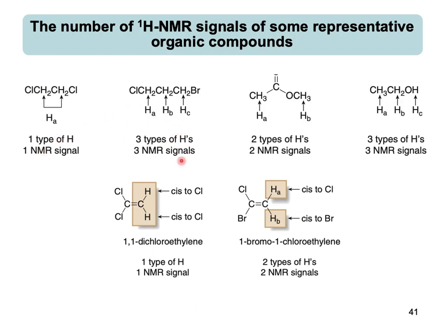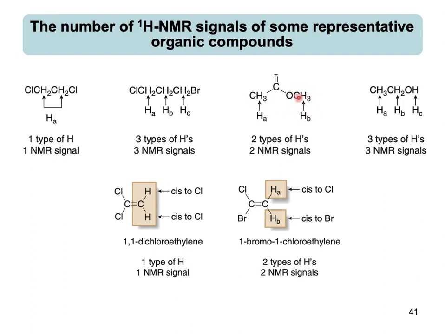In case of this one, right? So you can see this CH2 attached with chloride, right? Different chemical environment. This CH2 attached with CH2 and CH2, right? Different chemical environment. This CH2 attached with the carbon which is attached with the bromide, different chemical environment. So three NMR signals.